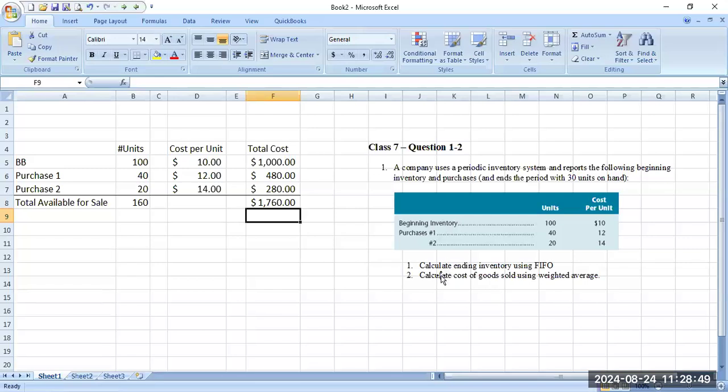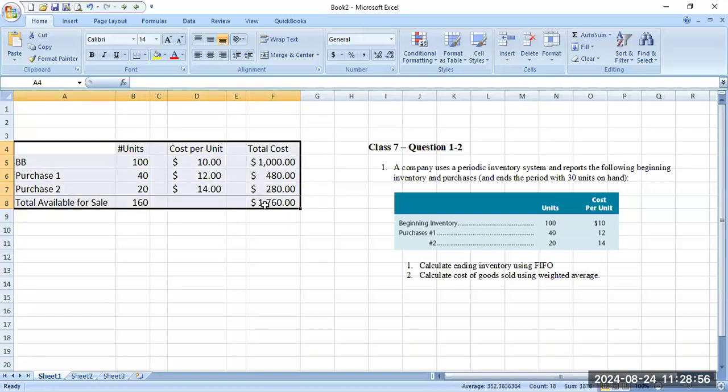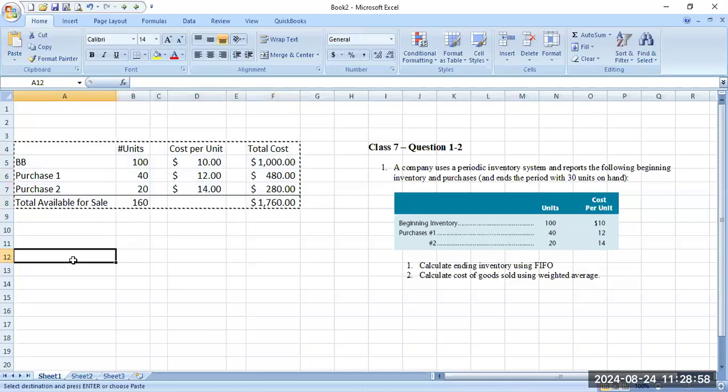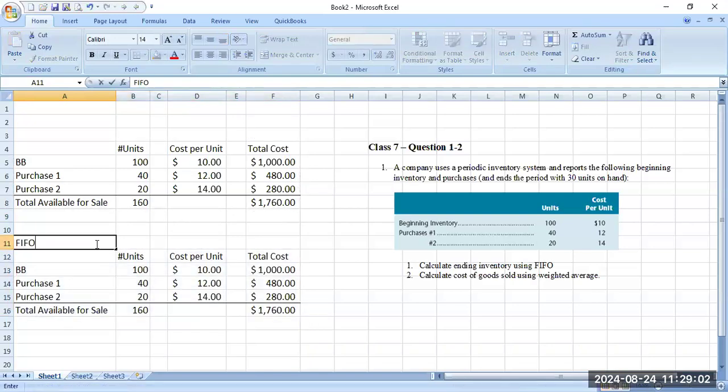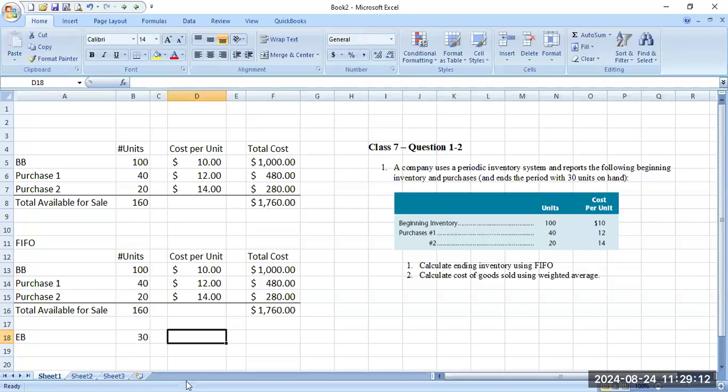What we have to calculate is ending inventory using first in first out. So I'm going to copy this and put it here. And this is for the first in first out calculation. So what's our ending inventory? Our ending inventory balance is 30 units. So what's the cost of those 30 units? So what are we going to do?